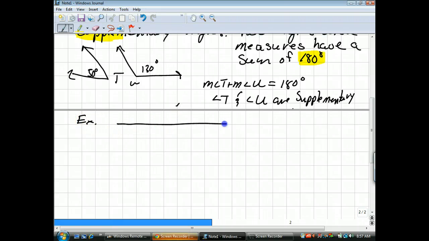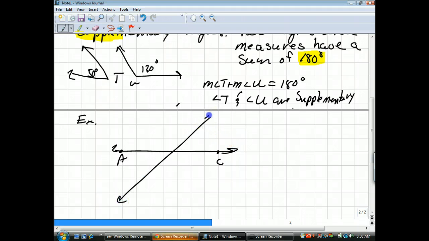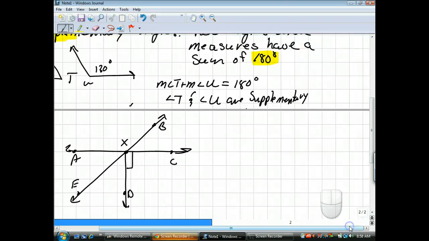So I have this diagram. So this is point A, this is point C. I have a line also, B, E, and the intersection here is X, and I have ray XD. And I know angle CXD is a right angle.